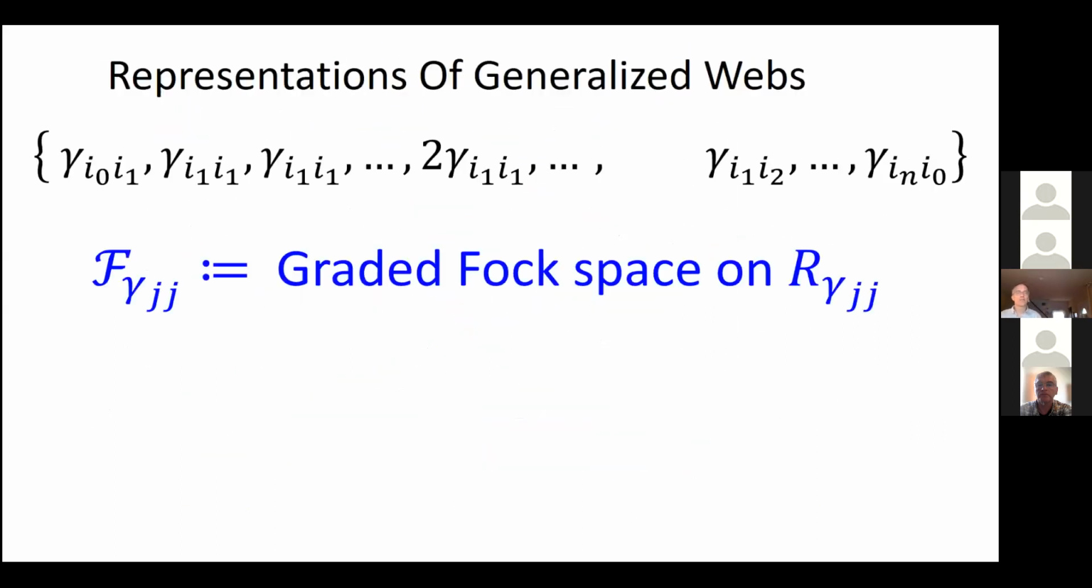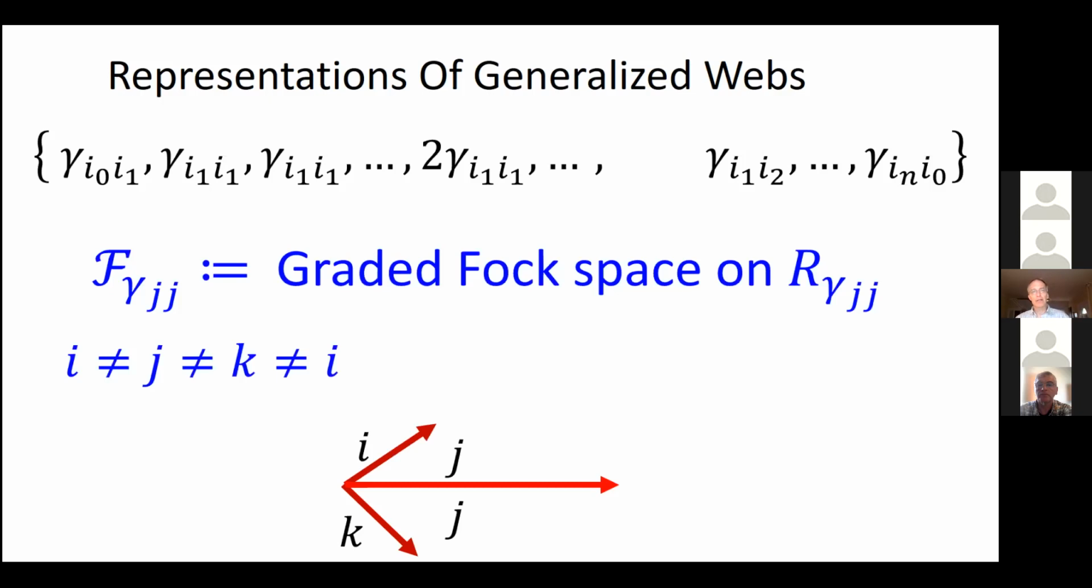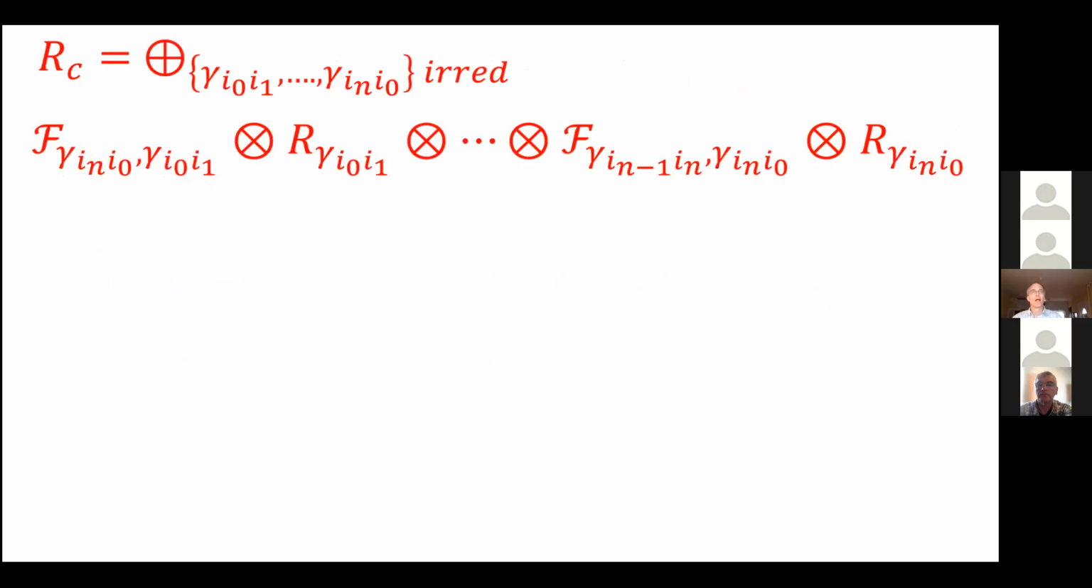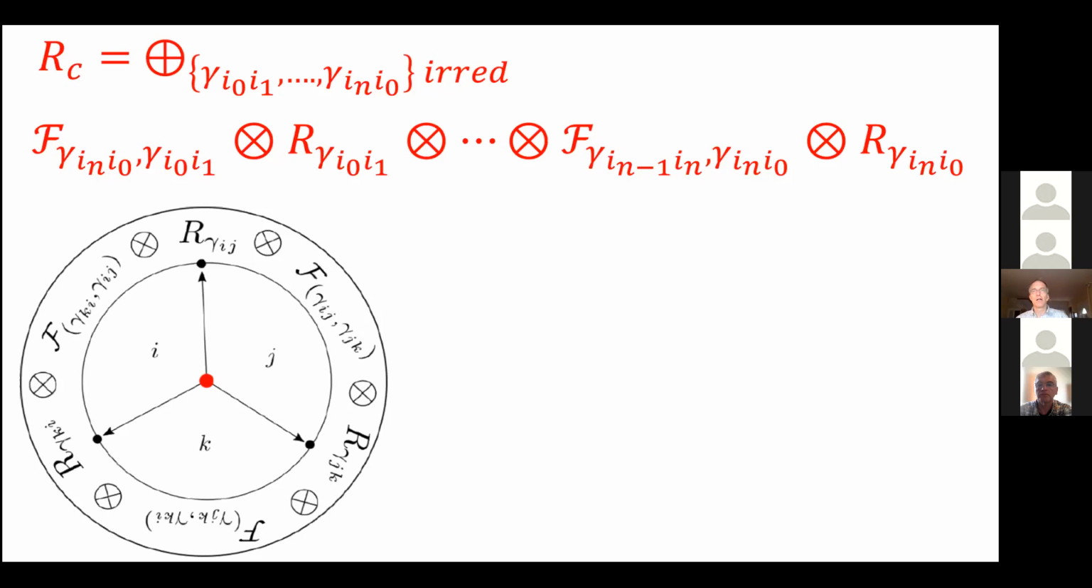Well, for each charge associated with periodic solitons, we introduce a graded Fock space on the MSW complex. And so now if we have this situation where we have three distinct vacua, i, j, and k, to this line we associate the product over all of these Fock spaces associated with all of the possible periodic solitons, such that z gamma jj lies in this angular sector. So now to define the L infinity algebra, we sum over all the irreducible fans of charges, and to an irreducible fan of charges, we insert the Fock spaces in between the angular sectors.